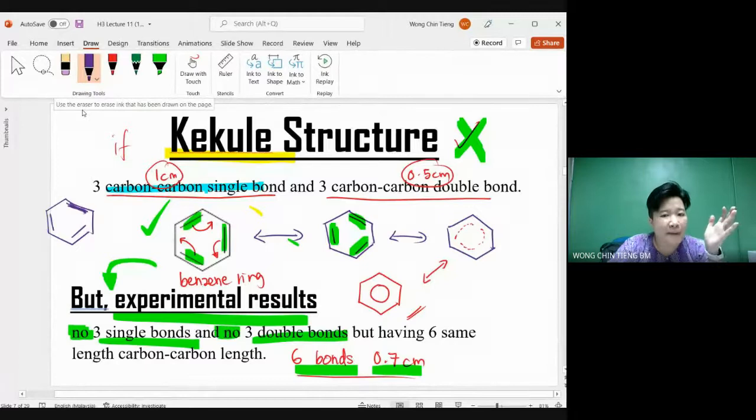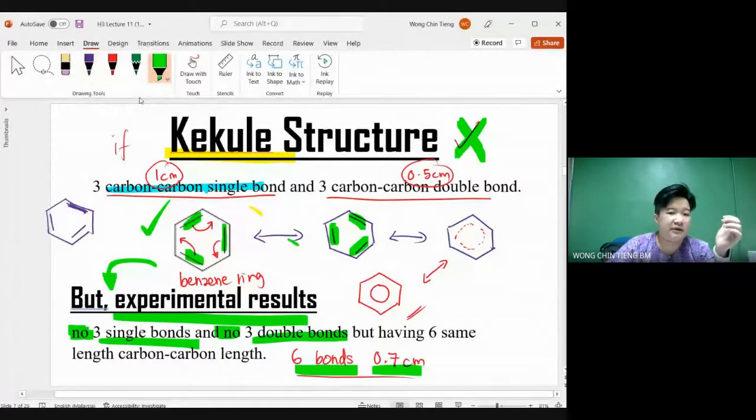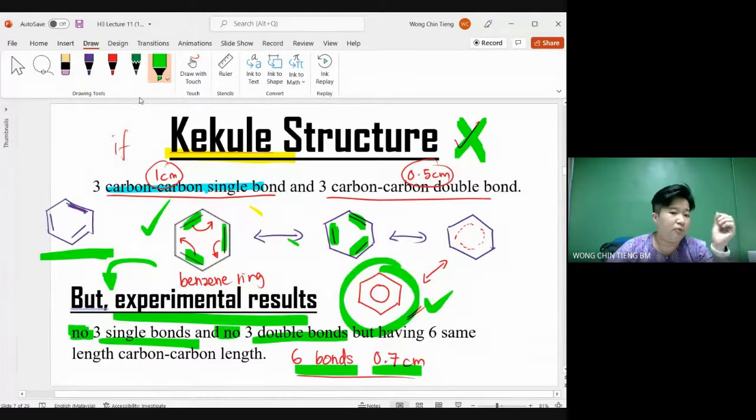Because it's still the best way to represent the benzene ring. Dia masih adalah cara yang baik untuk lukis benzene ring. So we are still using it until today. And this is the most correct one. Dua-dua betul ya, dua-dua betul. Tak ada salah, tak ada betul. Dua-dua betul. Cuma konsep Kekulé structure adalah salah.